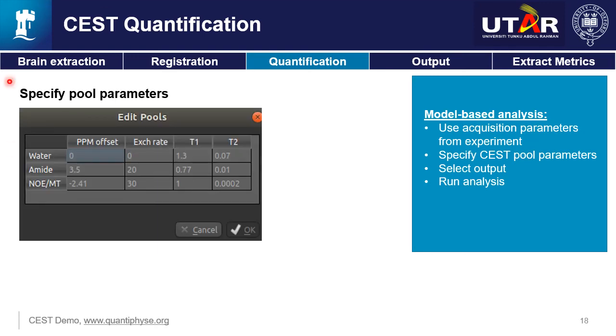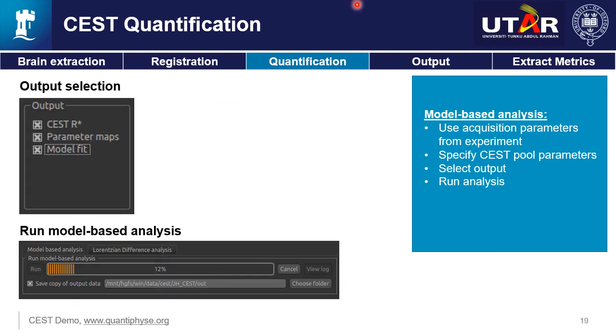So these are the provided pool parameters for the common pools for model-based analysis, and these parameters will be used for the model fitting process. And you can also use this dialog box to change these values, for example, if you're using a custom field strength. Then before running the model-based analysis, you can select the output that you'd like to see, including CESTR-STAR, the parameter maps, and also the model fit. Then you can go ahead and run the model-based analysis.